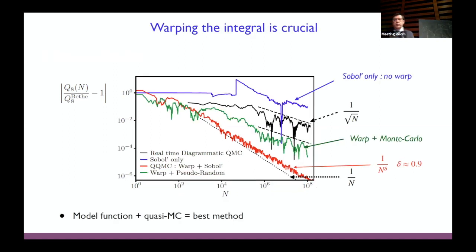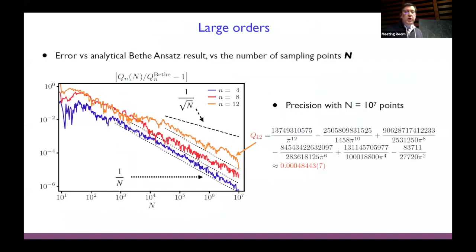Now, using the change of variable is crucial. If you don't do it, as I said before, you will obtain the blue curve, which is bad. It doesn't work very well. You can also choose the change of variable and do Monte Carlo. It will improve the Monte Carlo. That's the green curve, but that's still 1 over square root of n. And it's a combination of these two, the model function and the Quasi-Monte Carlo, that give you the best and fastest convergence method. So you need these two pieces together in order for this technique to work.